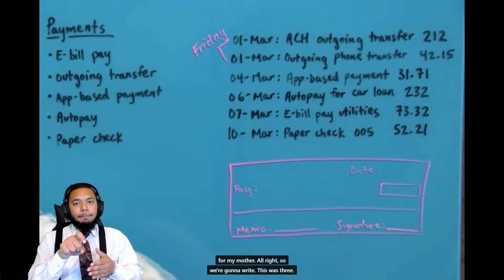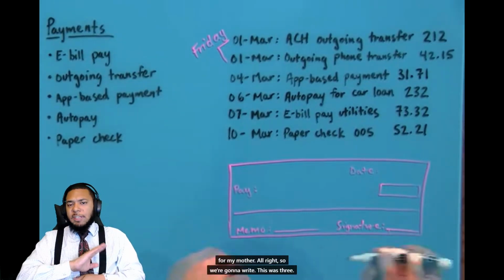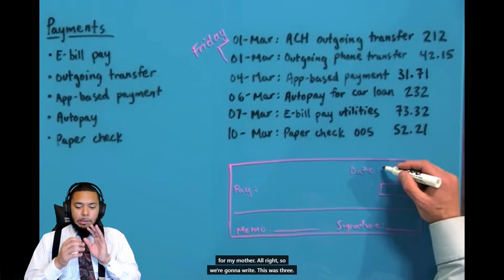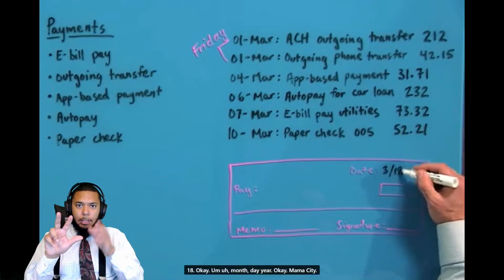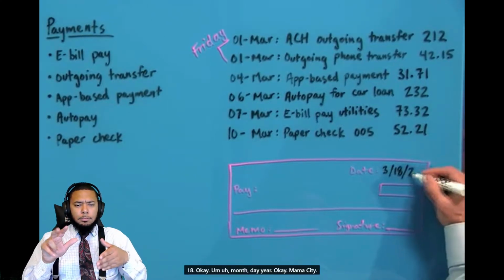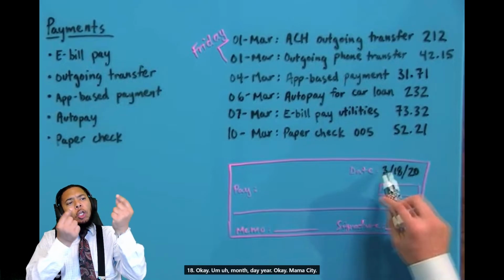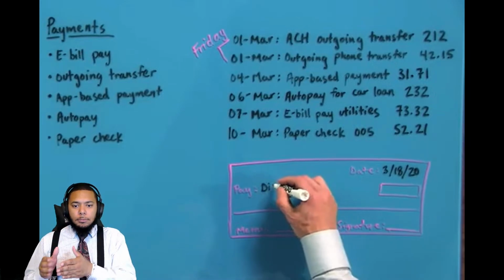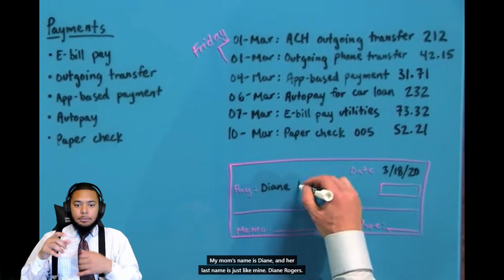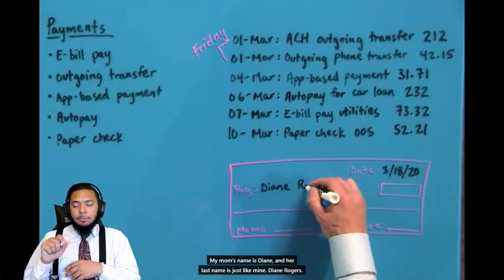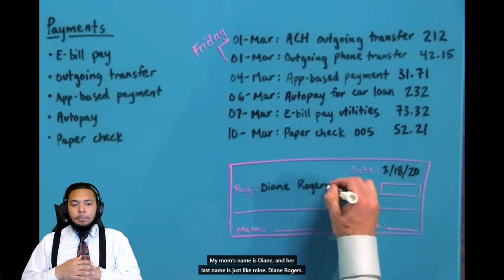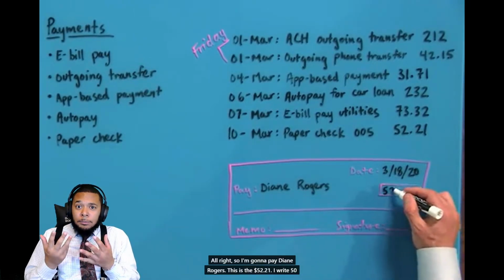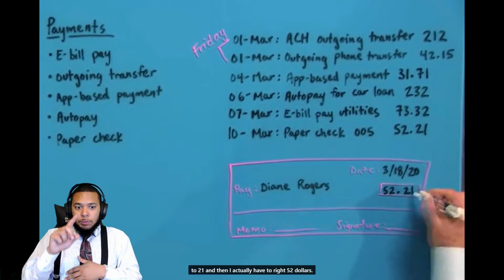Okay, so for my mother, all right, so we're going to write, this was 3/18. Okay, month, day, year, pay, Mama. So my mom's name is Diane, and her last name is just like mine, Diane Rogers. All right, so I'm going to pay Diane Rogers. This was the $52.21, so I write $52.21.